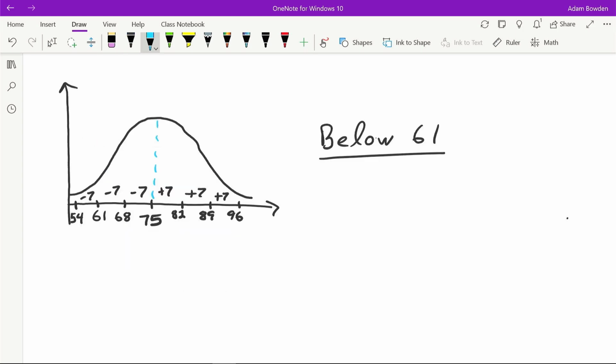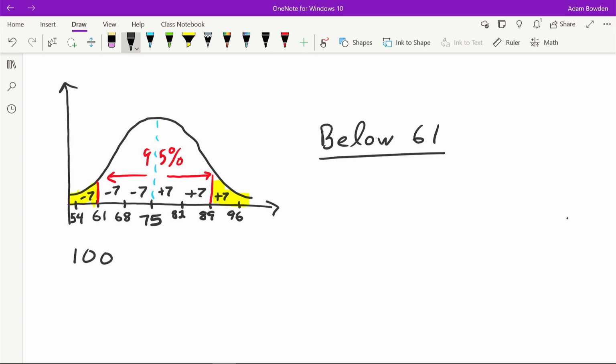If we want to look at the percentage that is below 61, we'll follow along the graph and see that 61 is 2 standard deviations from the mean. So if we think about what's in between, between 2 standard deviations on either side, it said that there's 95% inside there between those two values. So in this case, that would be between 61 and 89. There's 95%. What does that leave left over on the left and the right side of our bell curve?